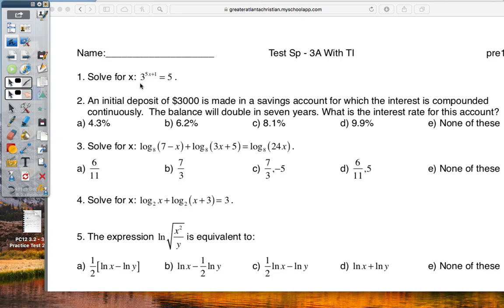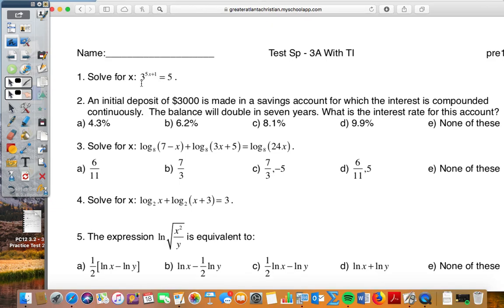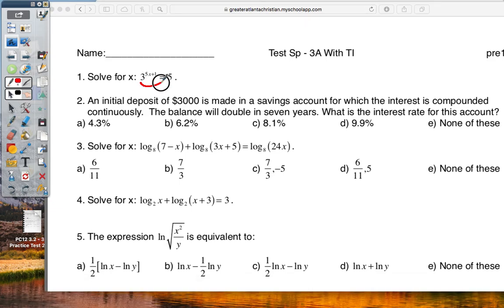Number 1, we can't do 1 to 1 here. So what do I change this 3 to the 5x plus 1 equals 5 to? Yeah, so we shoot the 3 over to the other side. Would it be log 3? So it'd be 5x plus 1 on the left side equals log base 3 of 5, which I could use my calculator there.